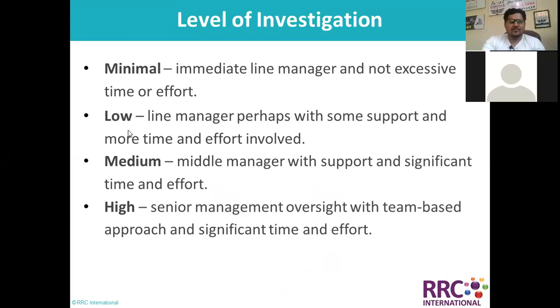Now, what should be the level of investigation? The minimal level is the immediate line manager and not excessive time or effort. Low is the line manager, perhaps with some support and more time and effort involved. Medium is the middle manager with support and significant time and effort. And high means the senior management oversight with team-based approach, and significant time and effort is required. So four levels of investigations are there: minimal, low, medium, and high. But in high, the senior management should also be getting involved.